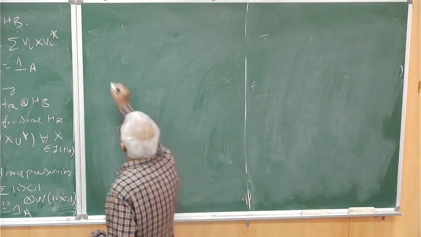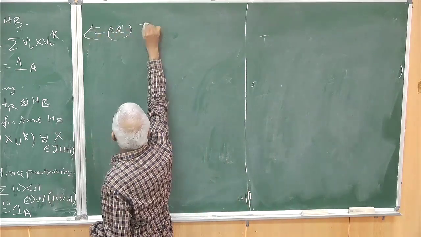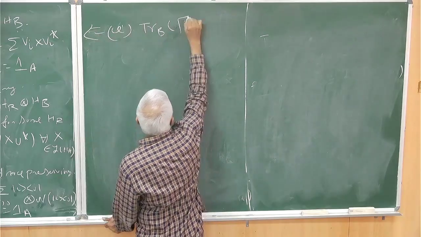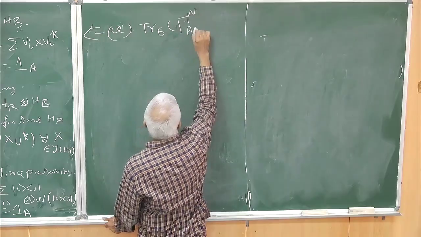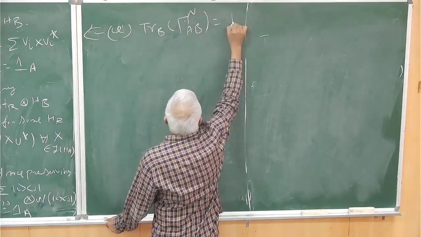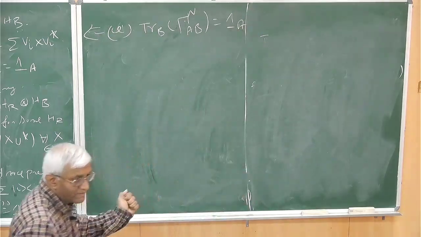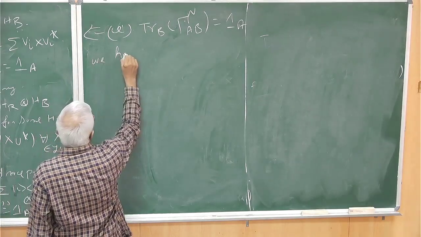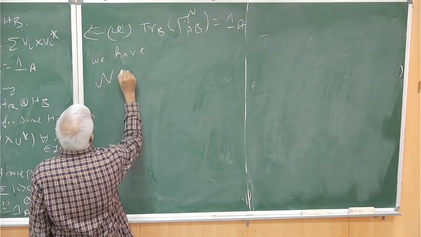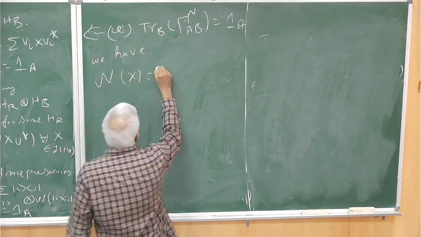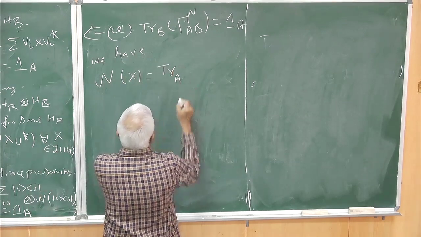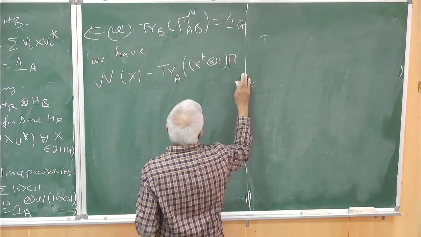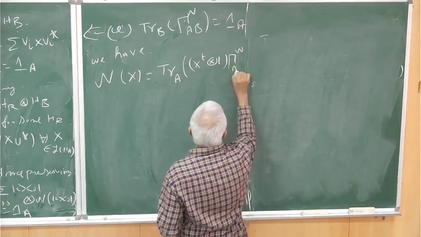So to prove this way, we have trace B of gamma n AB, whatever that matrix is, equal to 1A. Then we want to prove it is trace preserving. That's what we want to prove. If you remember, we have proved that n of any x is equal to trace A of x transpose tensor 1 gamma of this, whatever.